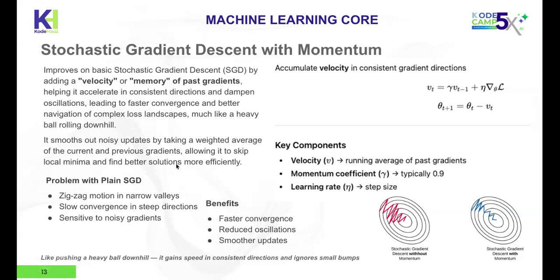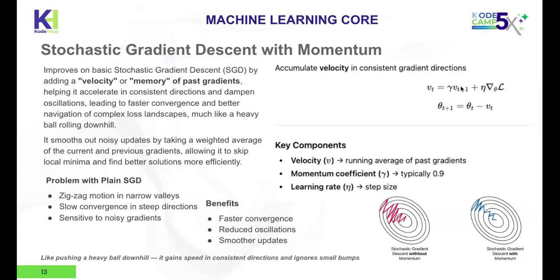more efficiently. So this is still trying to solve that optimization problem of a non-convex loss landscape where there are so many local minima. We don't want to get our training, our parameters, stuck in a local minimum, right? We want it to be able to get to the global minimum. So this is the problem with the plain old stochastic gradient descent. We talked about that. There's still a zigzag motion in the narrow valleys. There's a slow convergence in steep directions, and it's sensitive to noisy gradients. So we solve it with the momentum by adding faster convergence, right? Reduced oscillations and smoother updates.